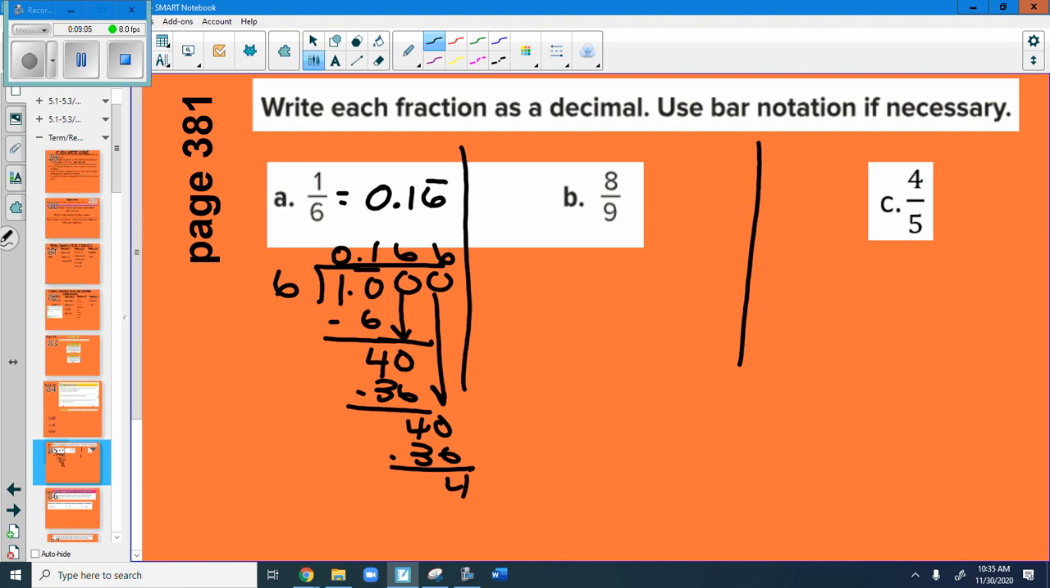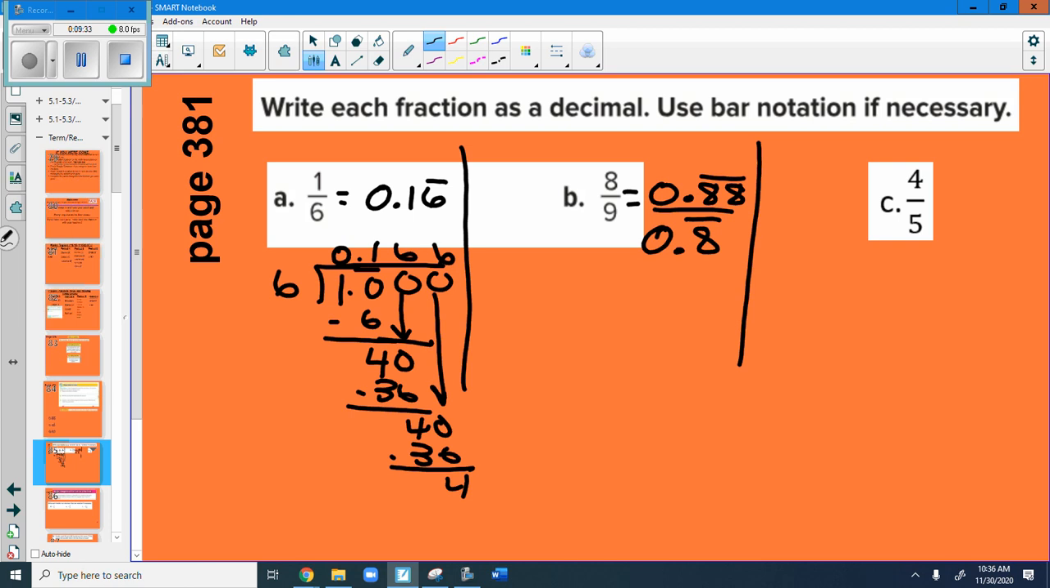What about 8/9? Who would like to share what that decimal looked like? Good. The line is called bar notation, right? Good. Now, did anyone write it differently? Did anyone write it differently? How'd you write it? Are either of those okay?